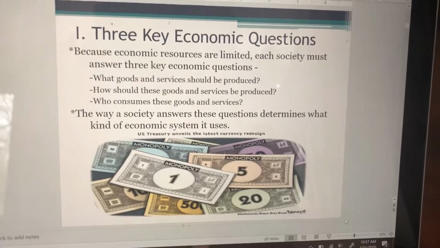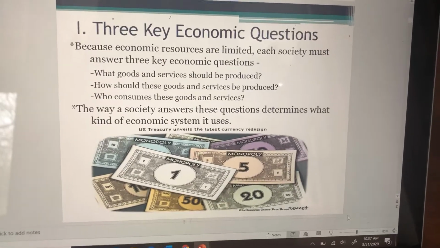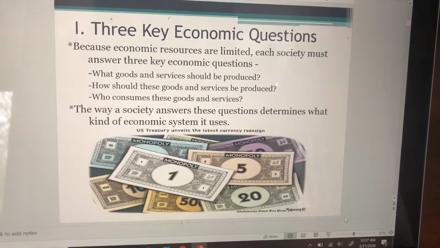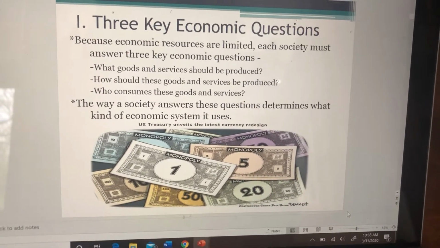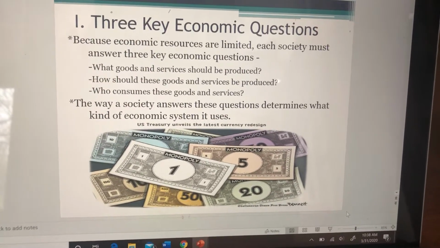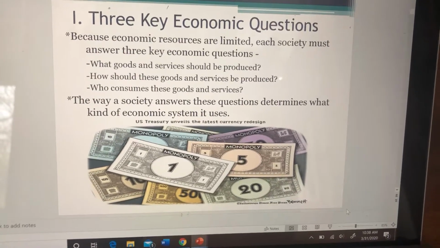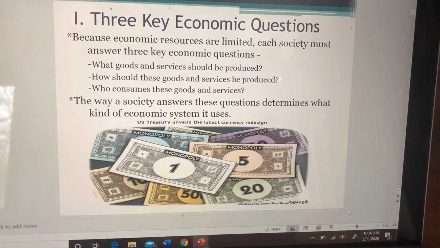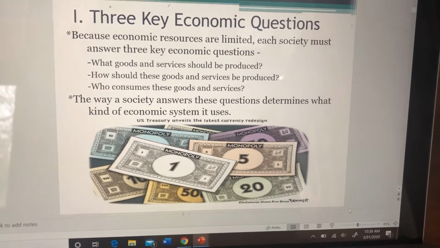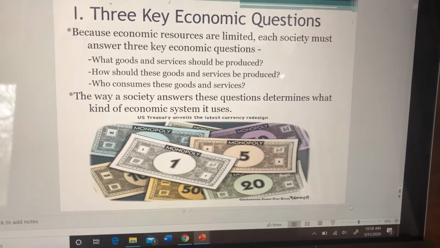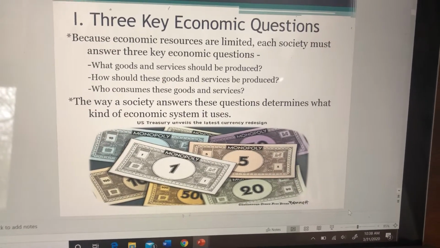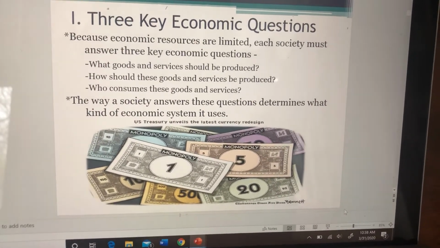Because economic resources are limited, each society has to answer these 3 key economic questions, and here they are. The first question is what goods and services should be produced? The second question is how should these goods and services be produced? And the third is who consumes these goods and services? The way a society answers these 3 questions will determine what kind of economic system it uses.